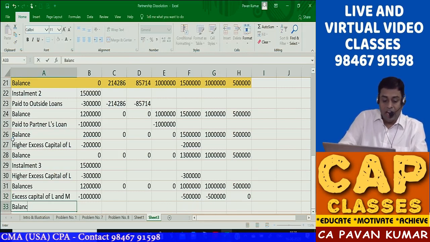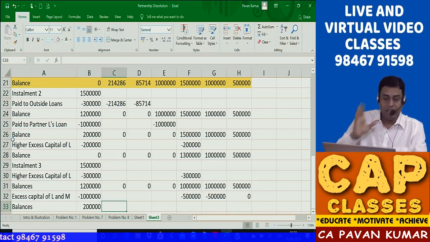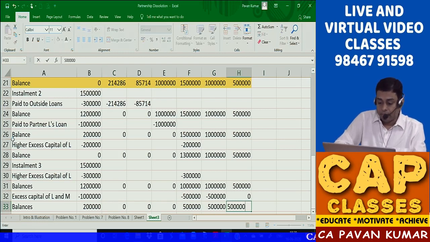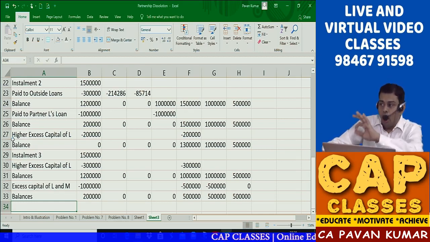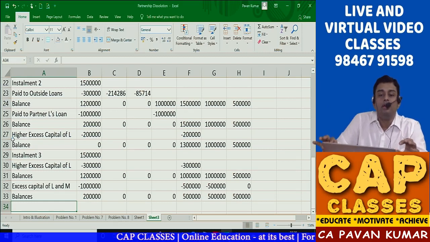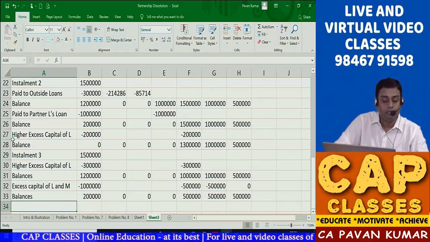So what is the balance you have? 2 lakhs. Easy problem. I hope you are following me. Balance 0, 0, 0. Here 5 lakhs, 5 lakhs again, 5 lakhs. So after round 2, now there is no excess capital. All the capitals came equally. So here capitals have become equal. From now onwards, whatever the money is available, distribute in 1:1:1.